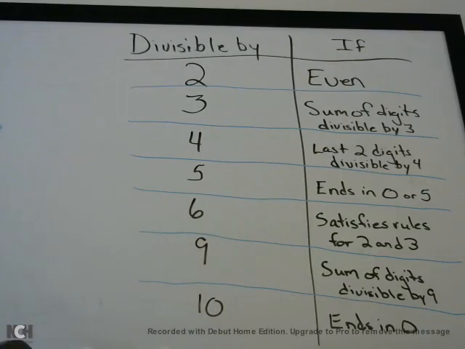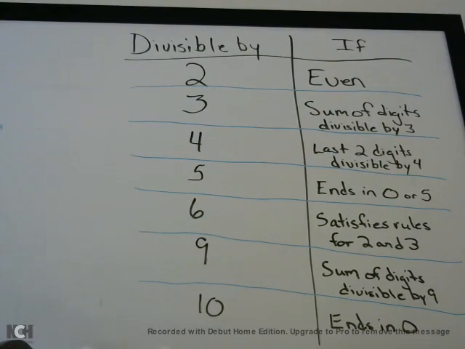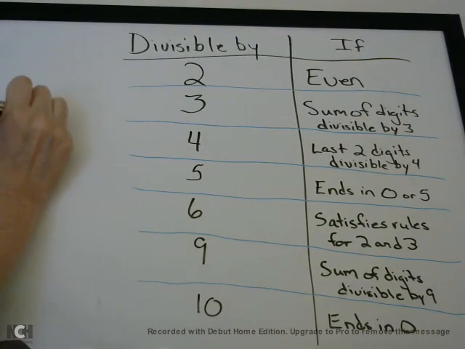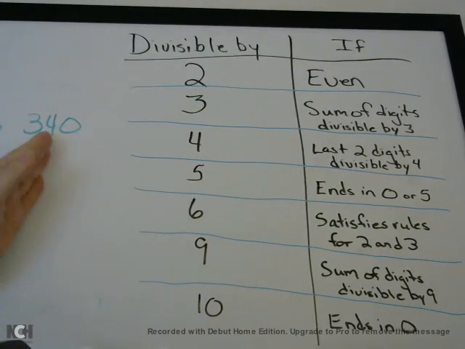So in 4, in order to find out if it's divisible by 4, we look at the last 2 digits and see if that's divisible by 4. So for example, 340. The last 2 digits are the 4 and the 0. So all you have to do is look at the last 2 digits. 40. Is 40 divisible by 4? Yes, we know 40 divided by 4 is 10.